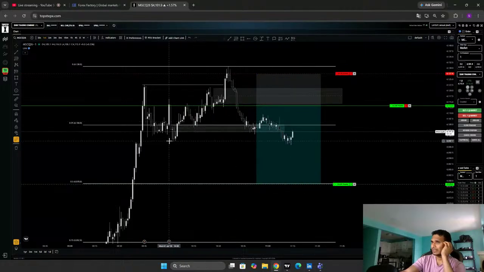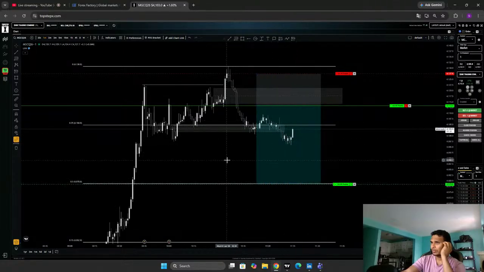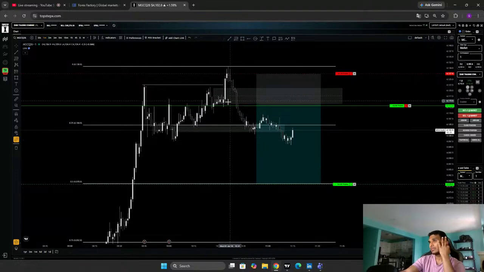This entry, should be the first target, right? So for this entry, this should be the first target, and we need to wait for the price to go to this spot. This is a really good model, so I don't need to combine this.